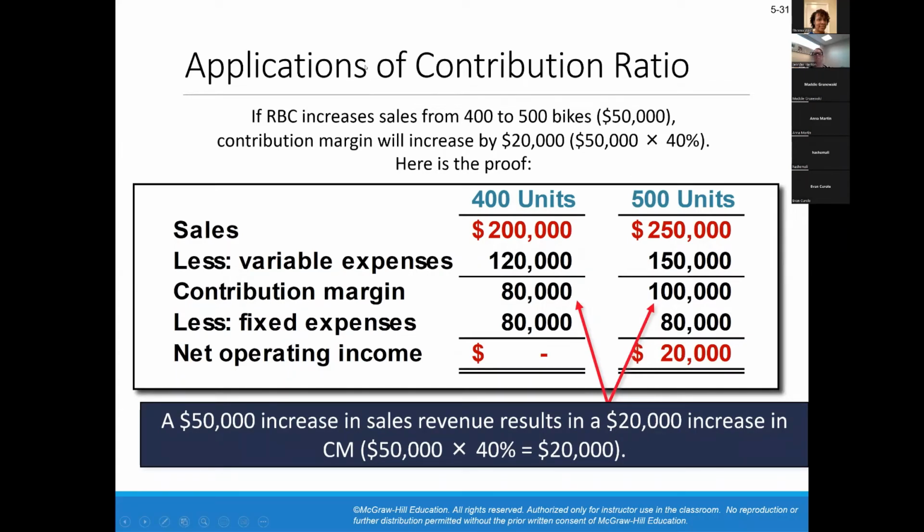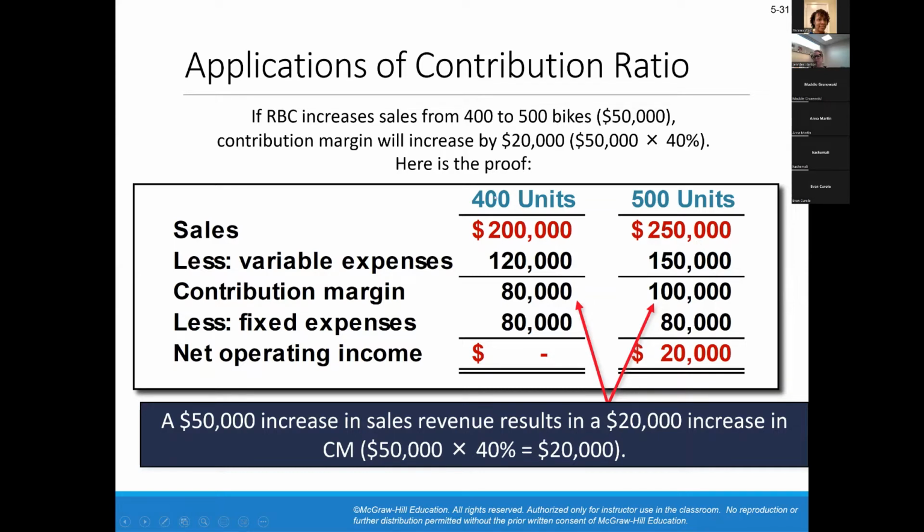Okay, so we want to increase sales from our break even of 400 to 500 bikes. So we have an additional 50,000 in sales. That's just 100 bikes times the 500, and that gives you the 50,000. So we're selling 100 more units, and it's 500 per unit. So that's how we come up with the difference.